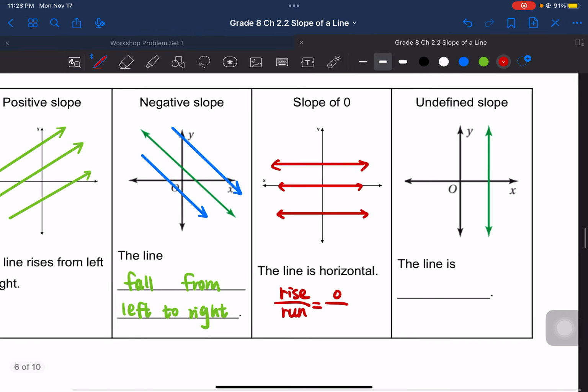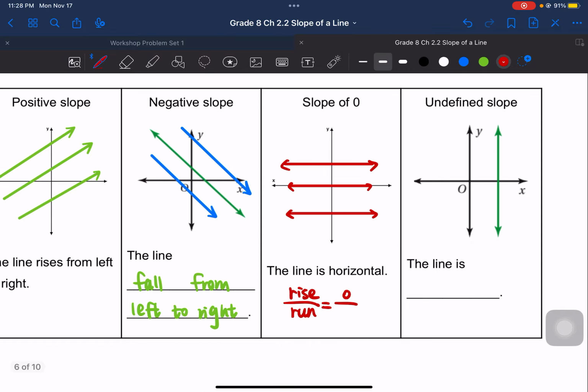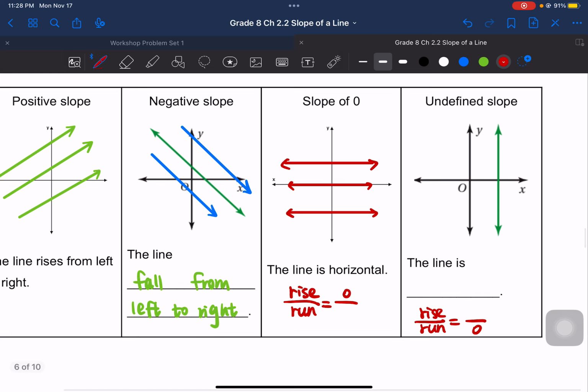So that's a third situation. Then let's see the last one, when we have the undefined slope. When we have the undefined slope, which means our rise over run, we should have 0 at the bottom so that we can have the undefined slope.